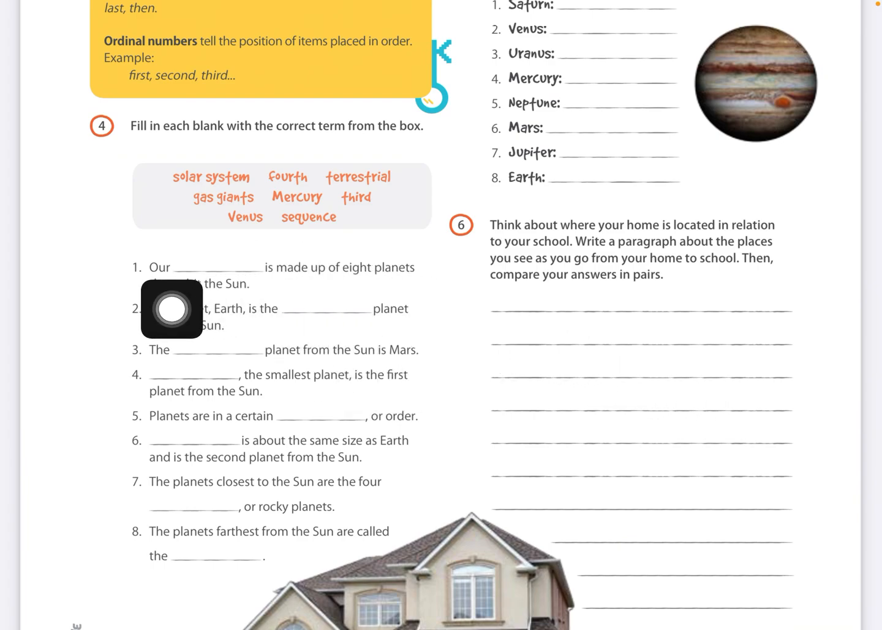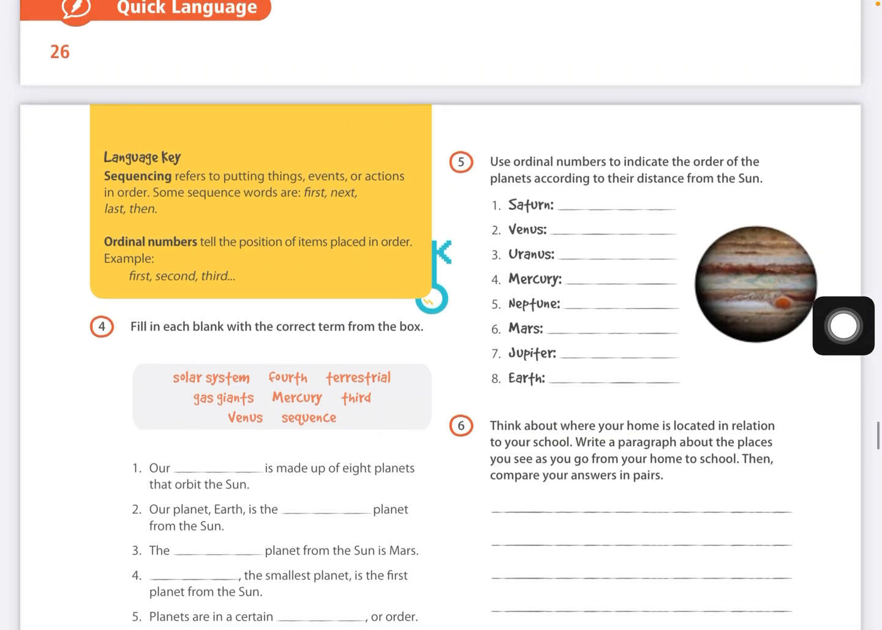What is the correct one? Our solar system is made up of 8 planets that orbit the sun. Good. Perfect. Then in point number 5, you are going to use ordinal numbers to indicate the order of the planets according to their distance from the sun. So remember that the ordinal numbers are first, second, third, fourth, fifth, seventh, eighth, ninth, and 10th. Good.